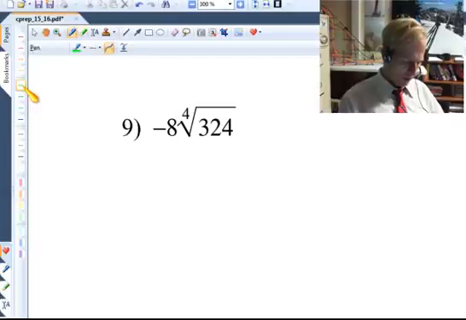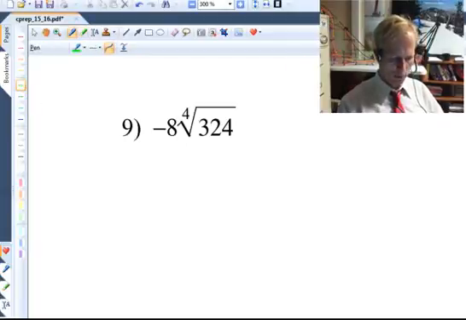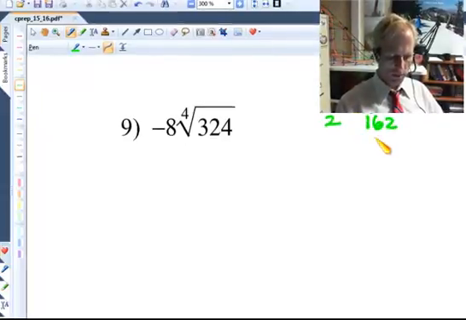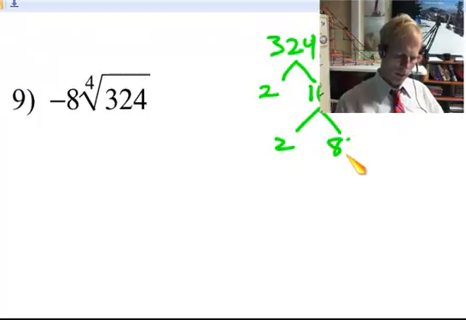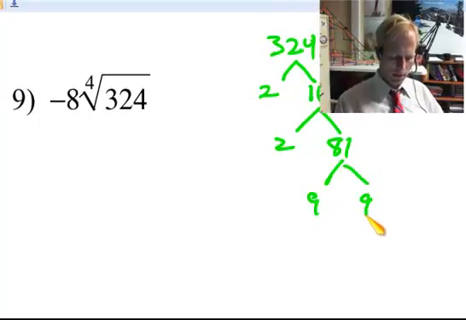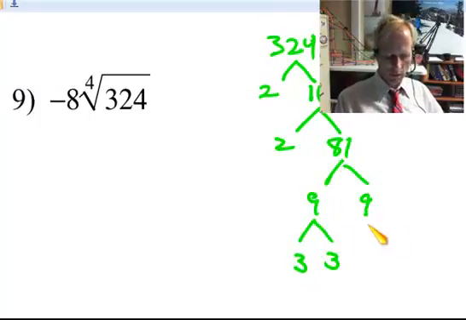Okay, this one, let's see, 324. Well, we just did something with 324. 324 breaks down to 2 and 162, 2 and 81, 9 and 9, 3 and 3.